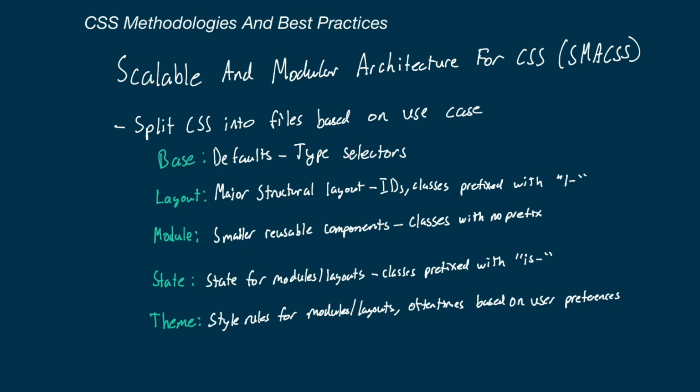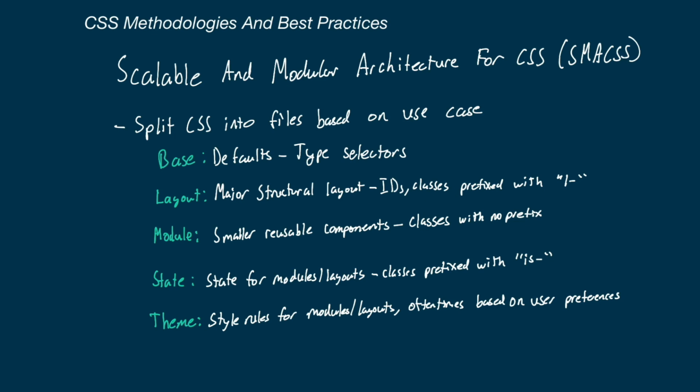Now let's take a look at the scalable and modular architecture for CSS, pronounced SMACSS. The idea here is to actually split our CSS into roughly 5 different files, although for simpler projects you might not need all 5. First, we have the base file, and this is for defaults, so it is just a bunch of type selectors. Next, we have the layout file, which contains the major structural layout for the page. This uses a combination of ID selectors and class selectors.